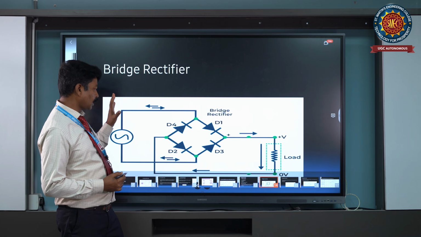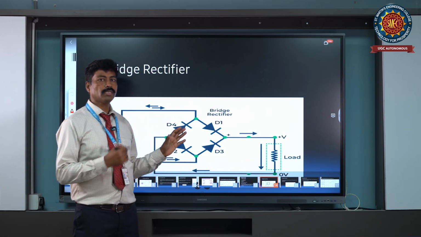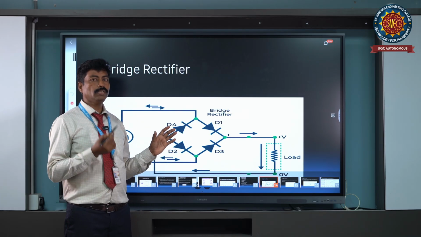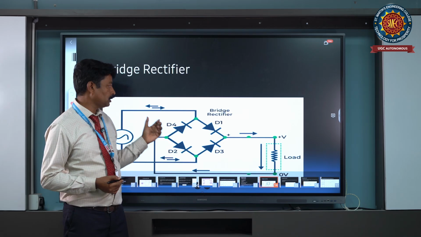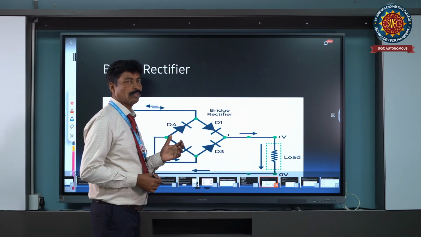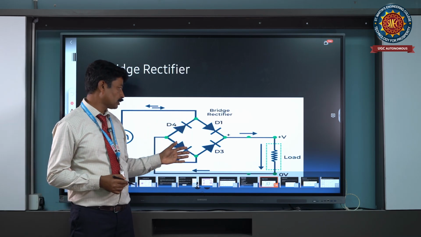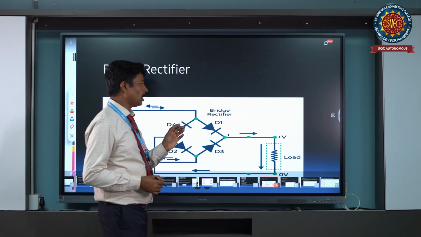In the bridge rectifier, you can use a step down transformer. A step down transformer decreases the voltage, for example converting 230 volts AC to 12 volts, which is then rectified to DC. That is nothing but a step down transformer.